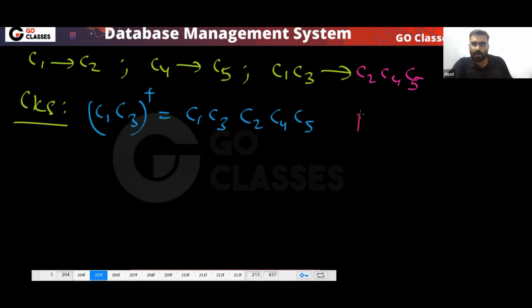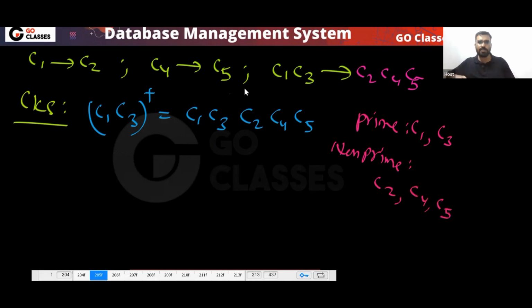So you can notice your prime attributes. What are those? C1, C3. These are prime. What are non-prime? C2, C4, C5. These are non-prime. Is this relation in 2NF? Basically, check this.